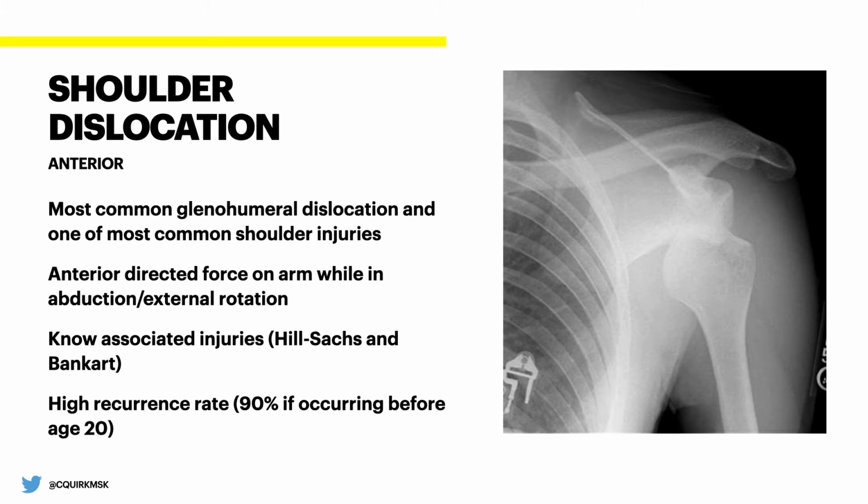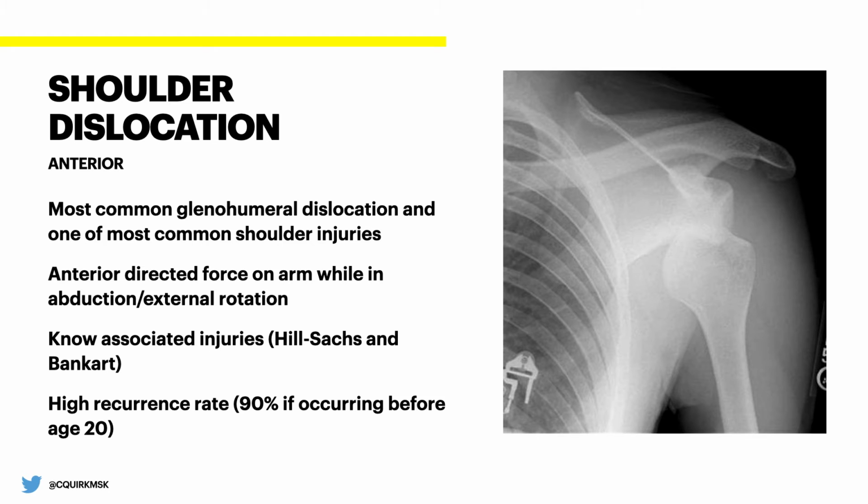It usually results from an anteriorly directed force on the arm while in abduction or external rotation. There are some known associated injuries that you need to look for, such as the Hill-Sachs impaction fracture along the humeral head, which will be in this region, and then the bony Bankart lesion, which is going to be in this area. And then once they get the MRI, you look for the soft tissue Bankart variants, such as a Perthes or a true soft tissue Bankart.